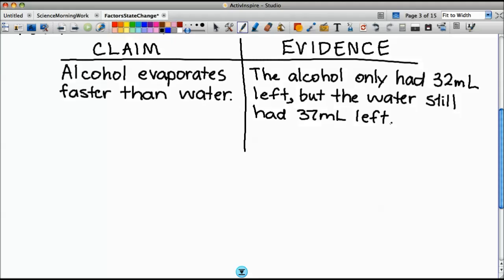Avery? I think it's less dense. It is less dense, but does density have to do with something turning into a gas? No. I like how you're using what you know about alcohol, because that's what I need you to do in order to get this. Alexis?